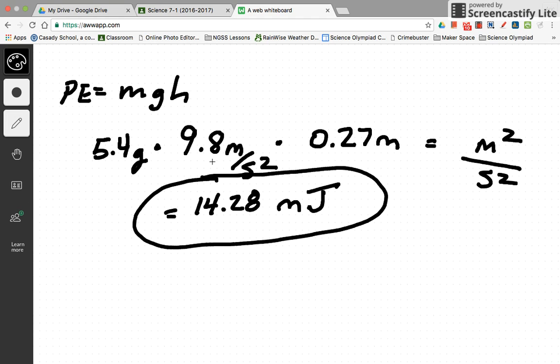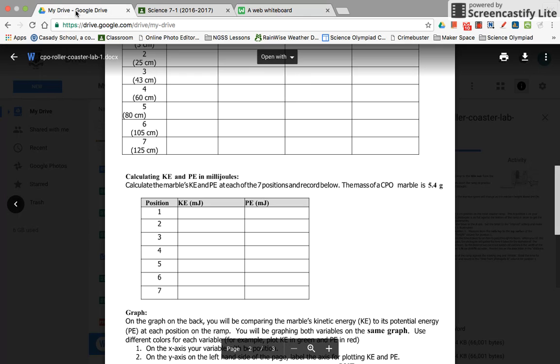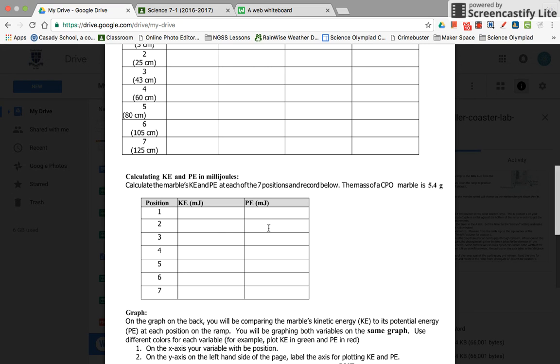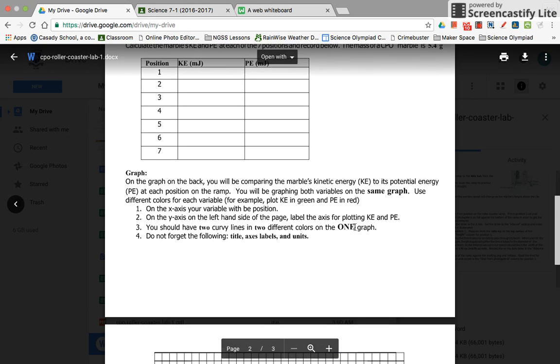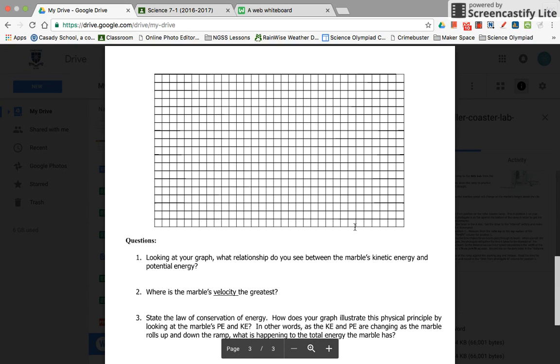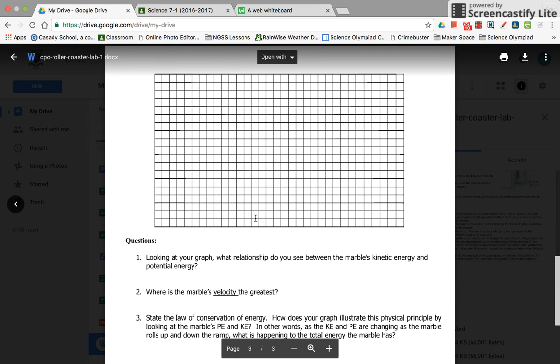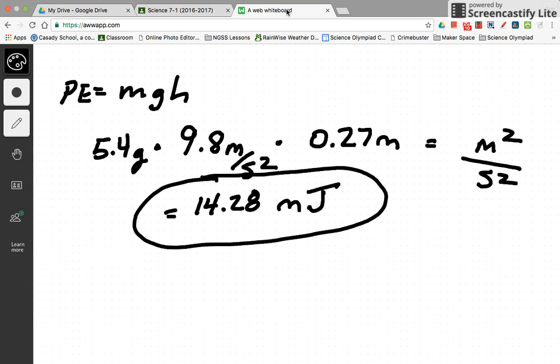All right, and that's what you do for the rest of them. You'll calculate the kinetic energy and potential energy of position 2, and do that for all of them using your data up here in the data table. Then you're going to get to your graph. Here's where you're going to be graphing your information. Make sure that you use your graphing checklist so you don't forget anything.